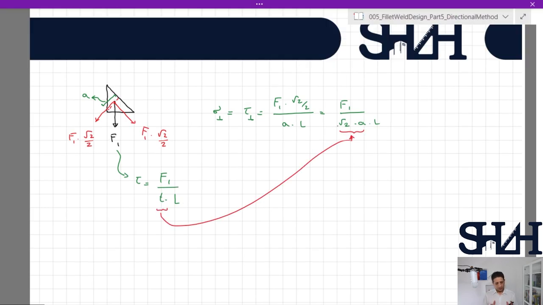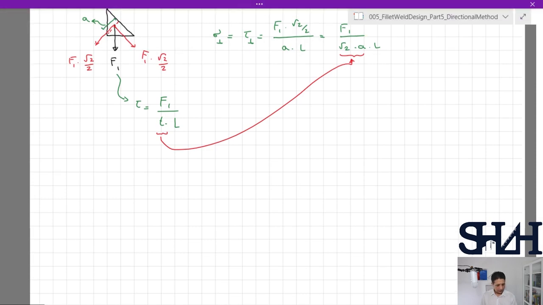As a rule of thumb, we can just calculate sigma and tau as we already calculated in the previous video, and instead of t for sigma perpendicular and tau perpendicular, we just need to substitute t with square root of 2 times the throat thickness. It's very straightforward, and you don't need to think of anything else. Just substitute t with square root of 2 times a. But for tau in the parallel direction, or in the longitudinal direction, let's have a look at that. It's a little bit different.